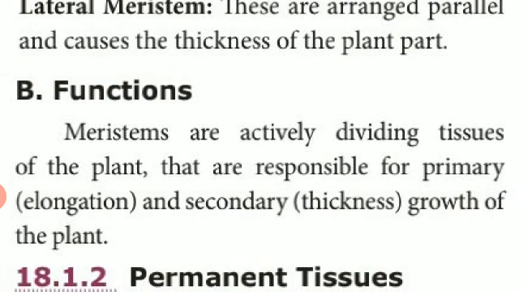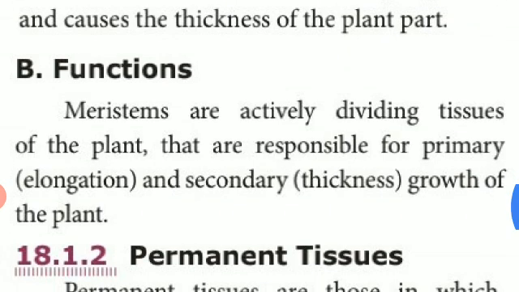Meristem is actually the dividing tissue of the plants that is responsible for the primary and secondary growth of the plants. So elongation, what do we mean by elongation? Elongation is nothing but the increase of the length. So that is what we call elongation. Elongation is always carried out by the apical meristem.